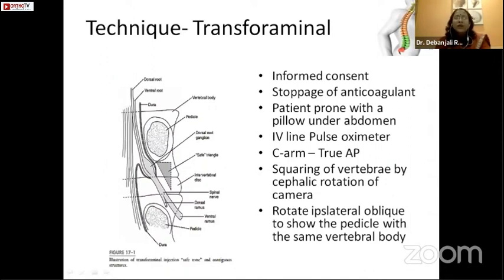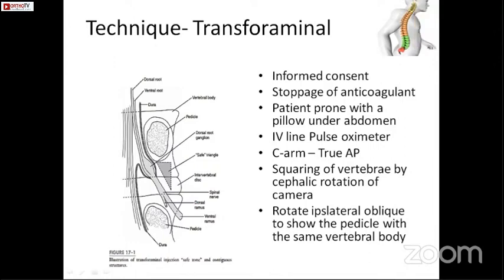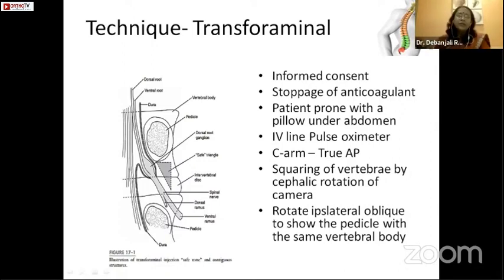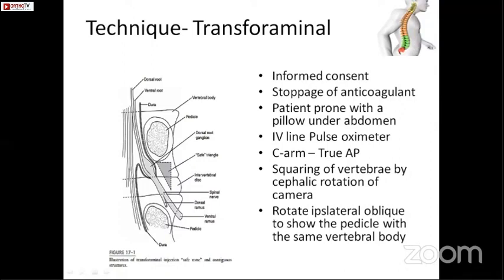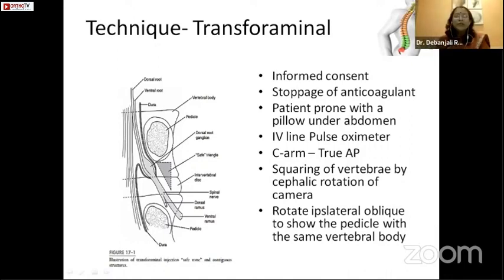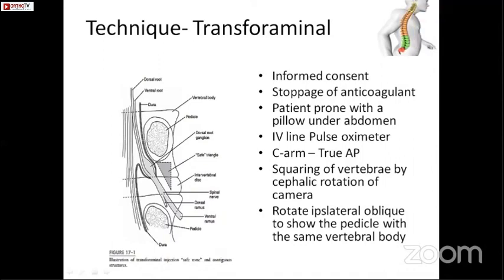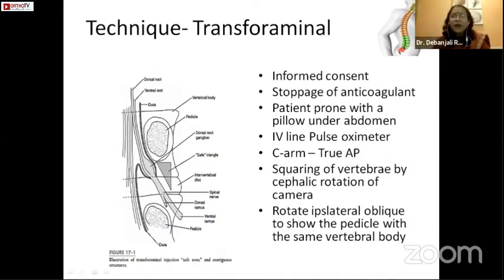After all those consents and stopping anticoagulants, what we target is the safe triangle. So we should put our C arm first in the true epi position. Then we would try to square the vertebra by cephalic rotation of the camera. What is the squaring of the vertebra? The vertebral margin should be in line. The anterior and posterior surface should be in the single line.